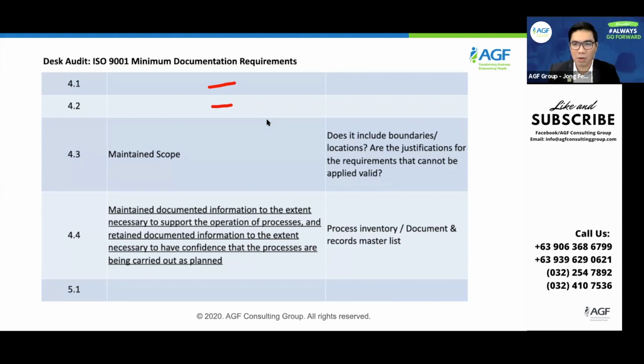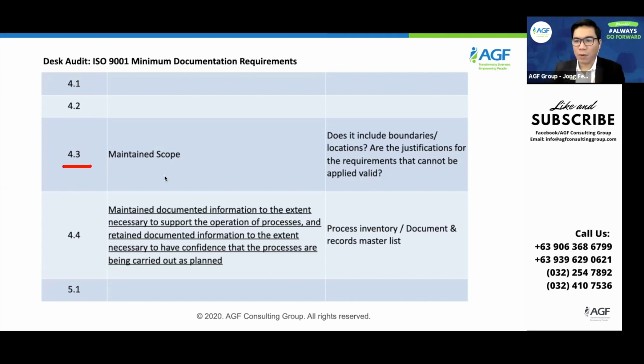It is non-negotiable. You need to present that as a document. That's why we call it must-have documentation. Are we following? Are we still on the same page here? All right. So 4.1 and 4.2 is nice to have. Now, here is the first must-have. The first must-have is 4.3, maintain scope.